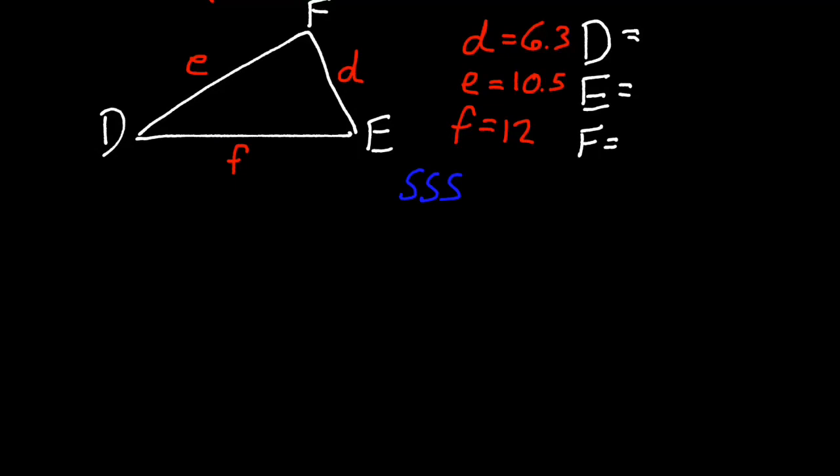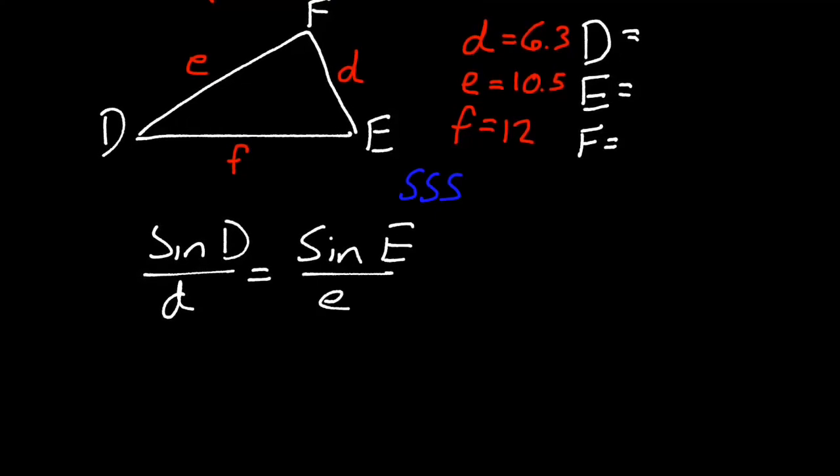And you might be thinking, hey, last time I knew all three sides and I could use the law of sines. Can't I just use the law of sines this time? And look what happens if you try that. Let's say we have the sine of D divided by D equals the sine of E divided by E.